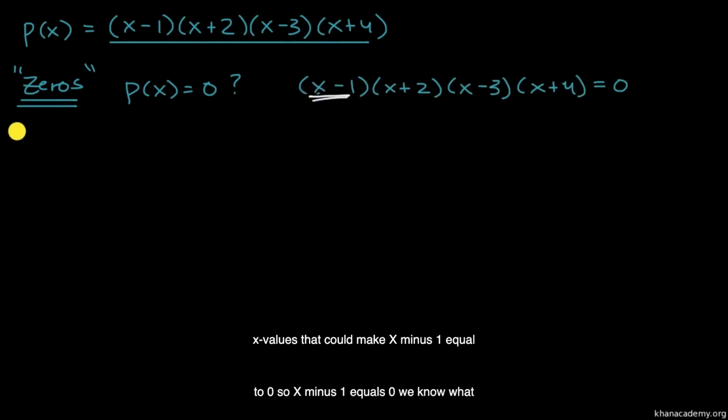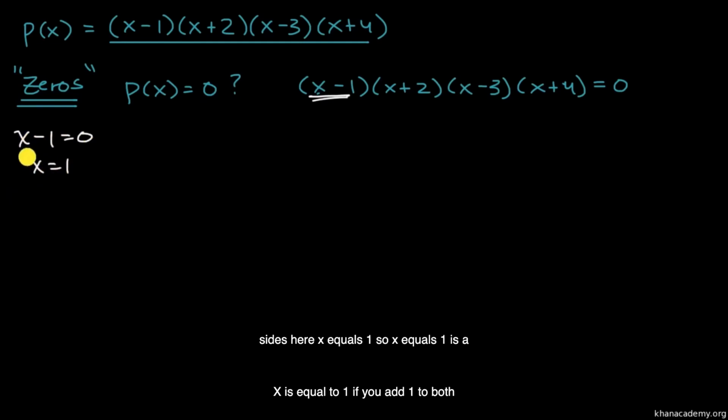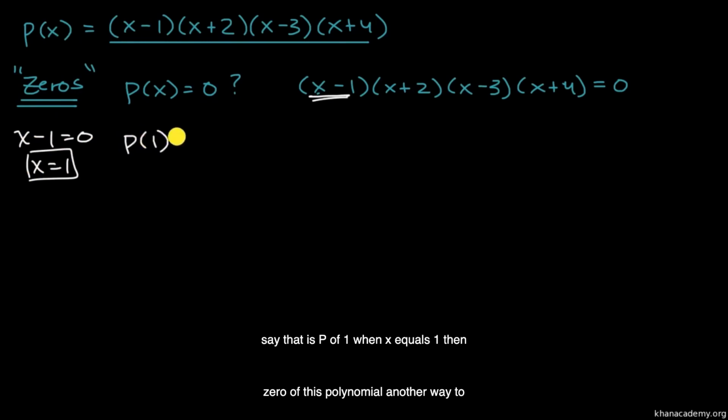So the zeros of this polynomial are going to be the x values that could make x minus 1 equal to 0. So x minus 1 equals 0. Well, we know what x value would make that happen: if x is equal to 1. If you add 1 to both sides here, x equals 1. So x equals 1 is a zero of this polynomial. Another way to say that is p of 1, when x equals 1, that whole polynomial is going to be equal to 0. How do I know that? Well, if I put a 1 in right over here, this expression, x minus 1, is going to be equal to 0. So you're going to have 0 times a bunch of other stuff, which is going to be equal to 0.